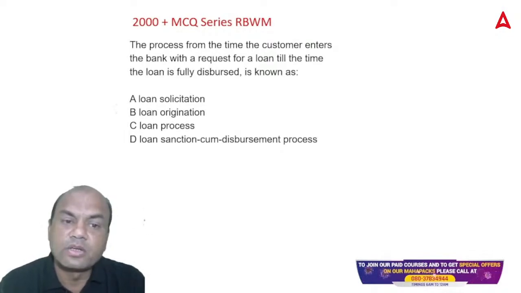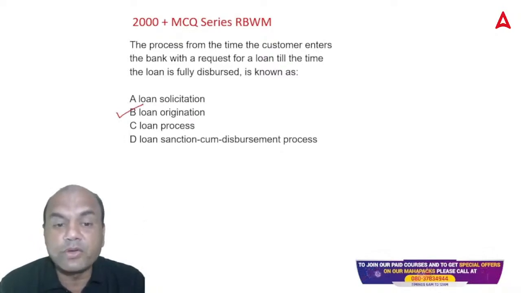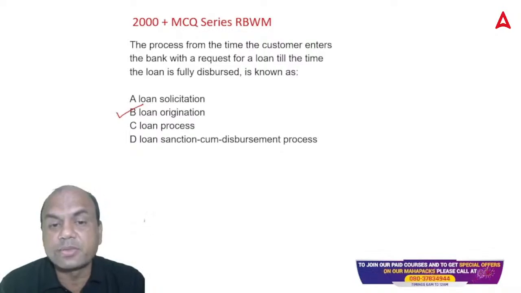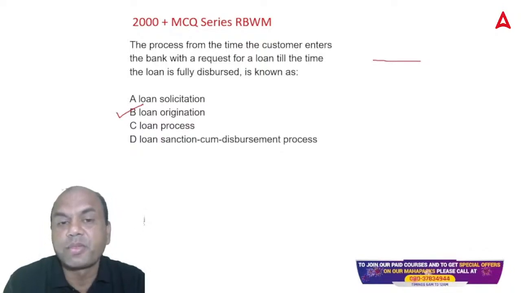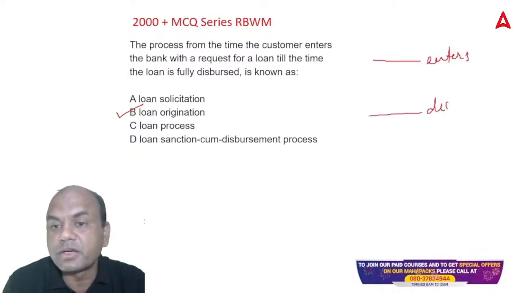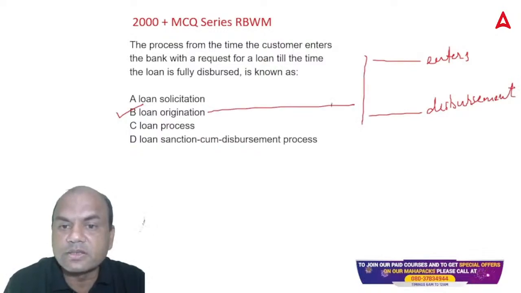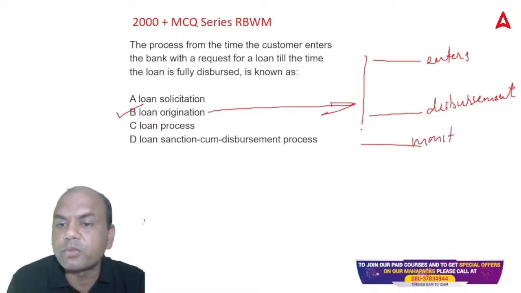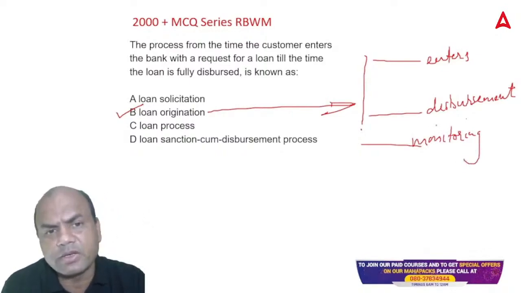It is loan origination. Correct. Remember, many of you have typed the D answer, sanction cum disbursement. No, it is called origination. Origination means starting from the first stage. When the customer enters till disbursement, everything is called loan origination. This complete process is known as loan origination. Afterwards only one thing remains, that is monitoring. That is not a part of origination. Loan monitoring means whether that loan is becoming NPA, whether the repayment is regular. So that is a separate part.